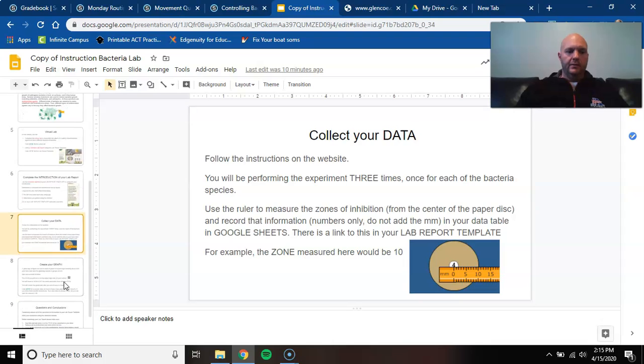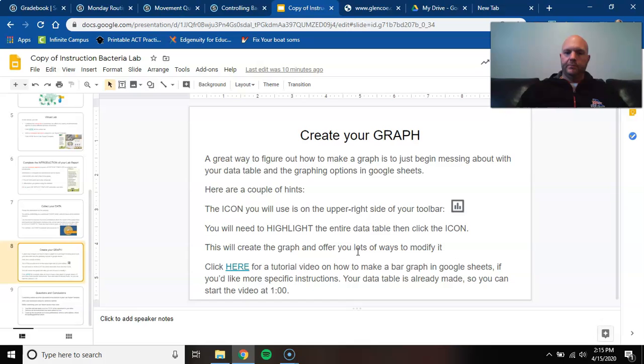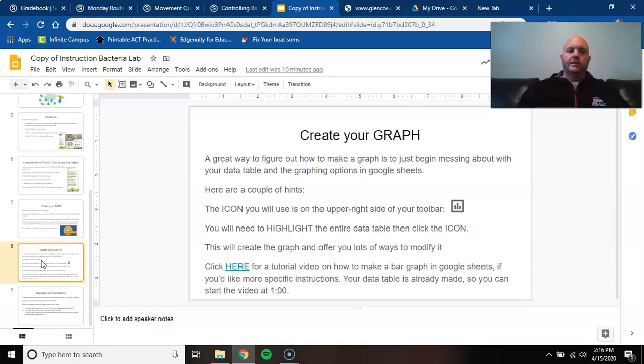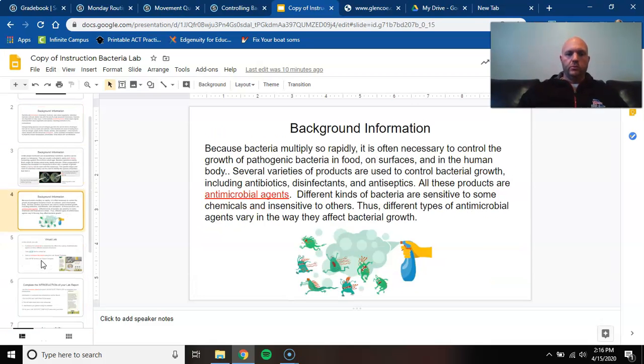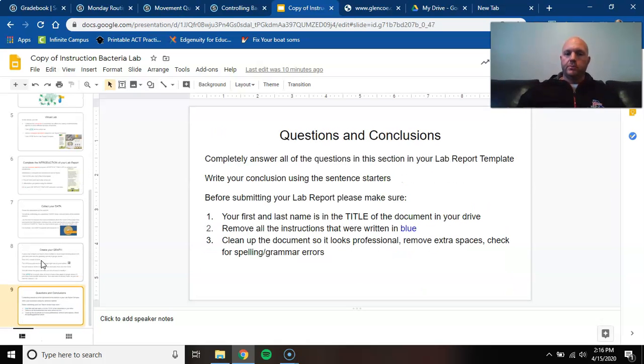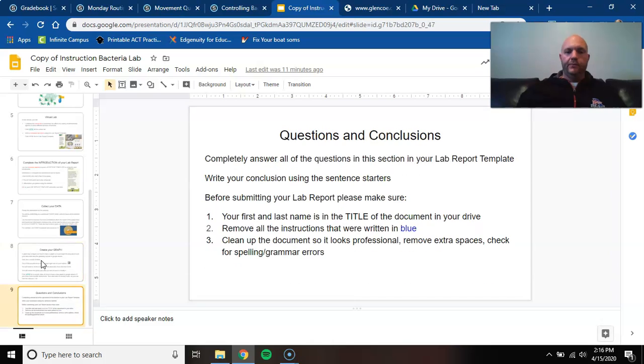And then graph the data, like simple bar graph. All this tutorial stuff will go through, and questions in conclusion. So, day 1, you should get to here, complete the introduction to your lab report. Day 2, you should get to here, right? Do the lab, get your data, and day 3 is your conclusion and stuff like that.